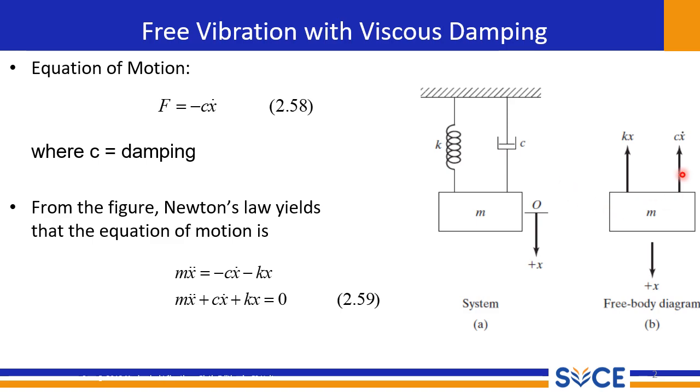This diagram shows the free body diagram of the mass where the forces are labeled appropriately. This equation is the key to understanding damped vibrations. It is a second order equation. Second order means x double dot, d square x by dt square, and its solution will show us how the amplitude of oscillations decays over time due to the energy dissipated by damping.